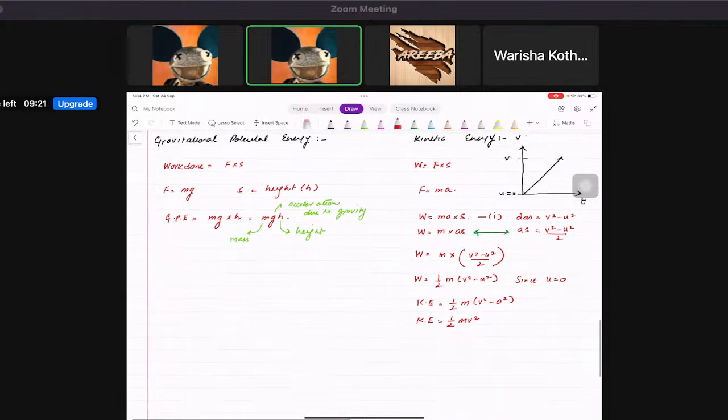Okay, now this is basically the mass, and that's the velocity. Any questions, please let me know. Now, both of these energies have the same value. Okay, is it clear?